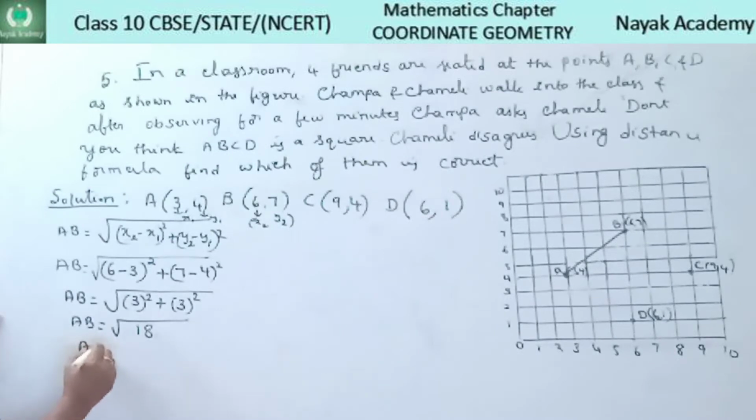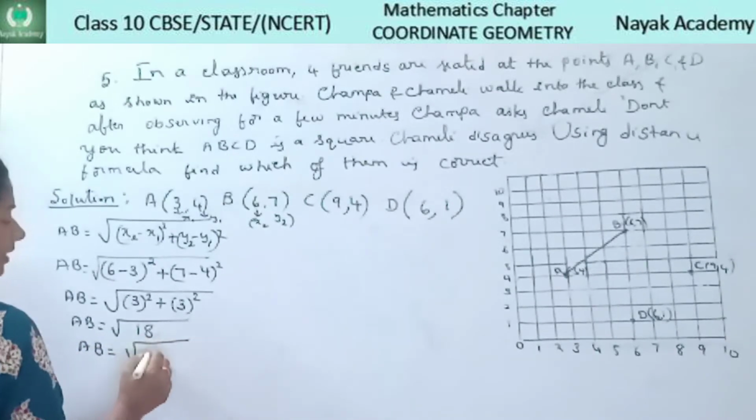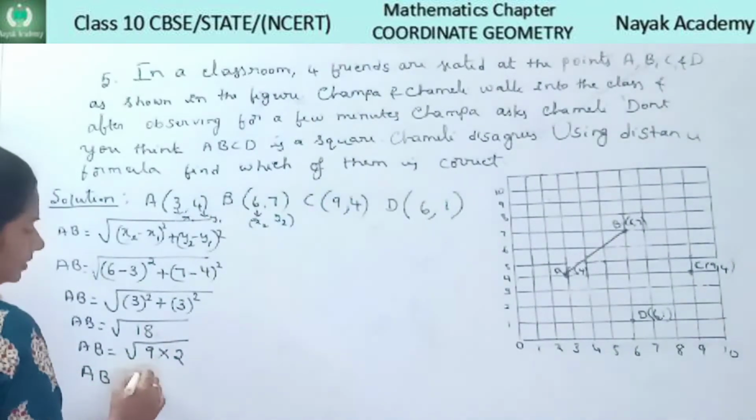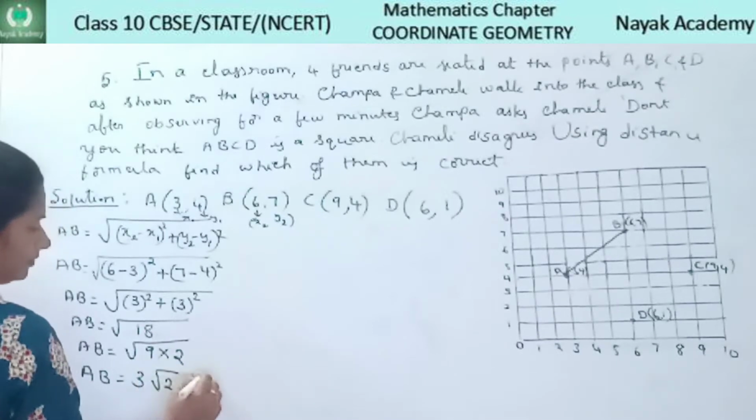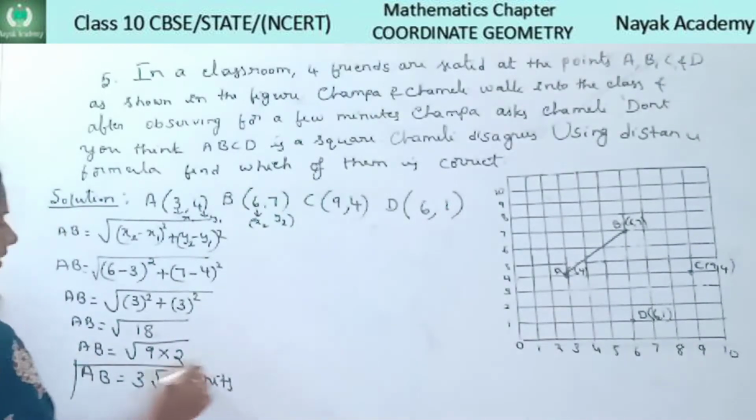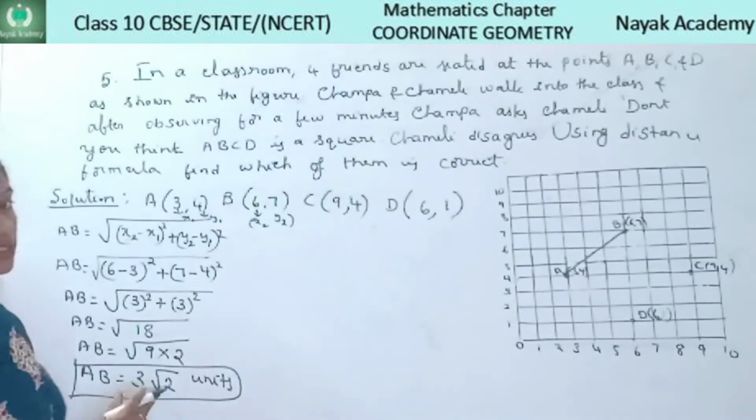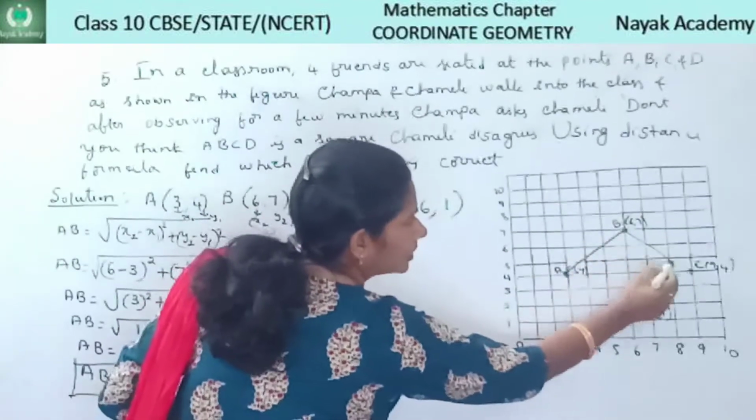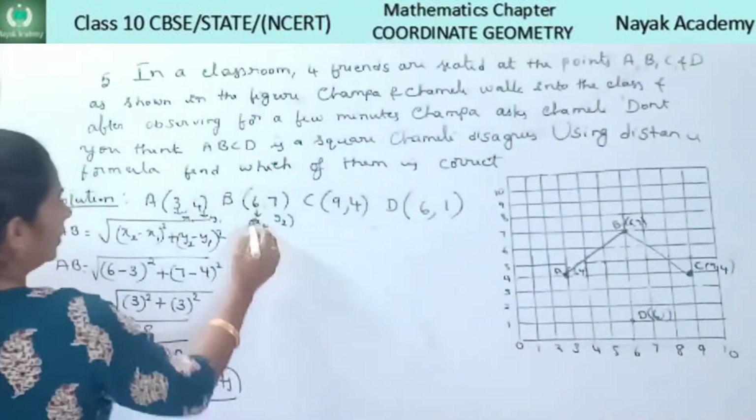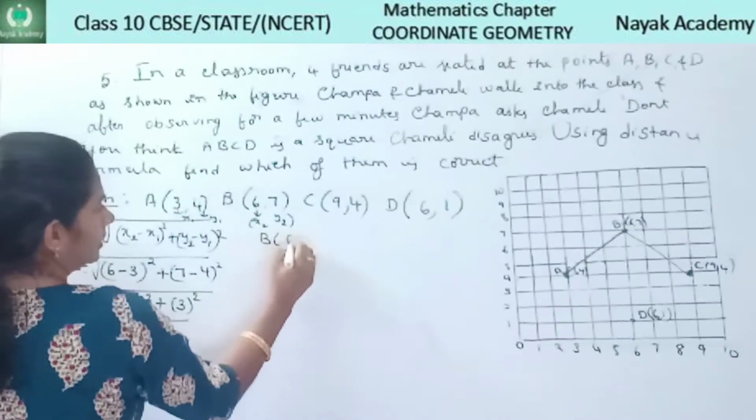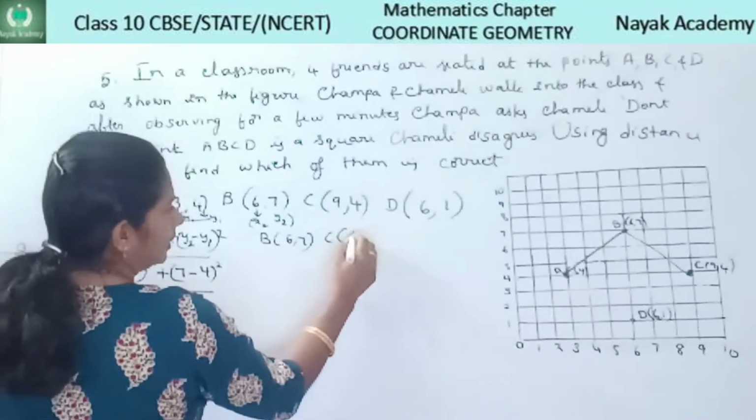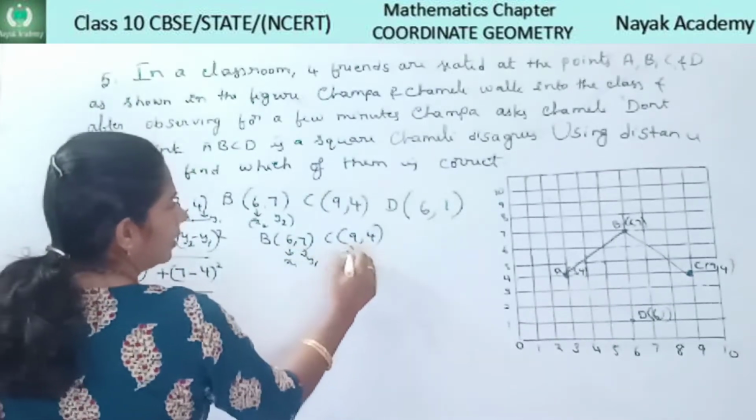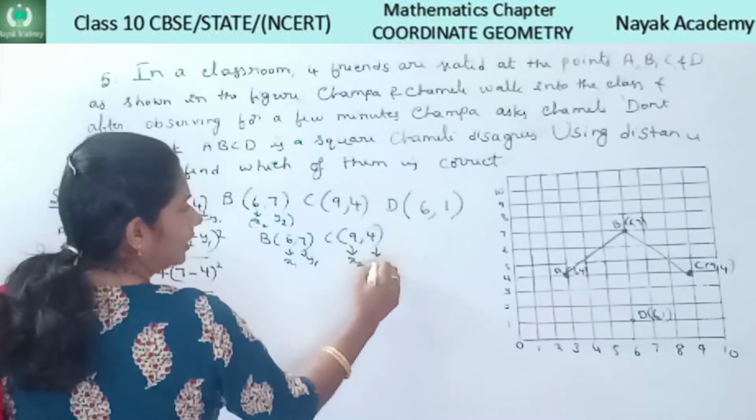So AB equal to, let us further simplify, 18 you can write it as 9 into 2. So AB value is, root 9 value is 3 root 2 units. This is the distance between 2 points A and B is 3 root 2 units. Similarly, let us find the distance between these 2 points B and C. So what is the coordinate of the point B? It is 6, 7, and C coordinate it is 9, 4. Let us take this as x1, y1, and 9 as x2, y coordinate is y2.